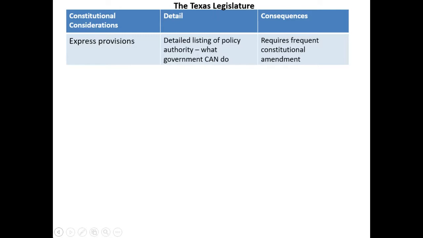It is a document of detailed provisions, remember? It is a document that specifies policy authority, and oftentimes, in order for the legislature to be able to act, to undertake authority, if it doesn't already exist in the Constitution, it has to be put in by constitutional amendment. And that's a big part of the explanation why we have somewhere over 500 amendments to the Texas Constitution. All that ring a bell?